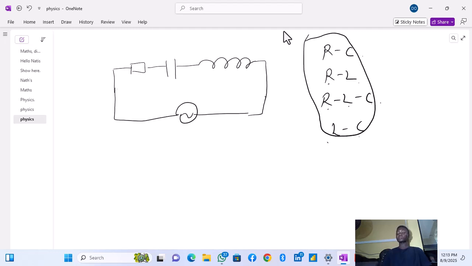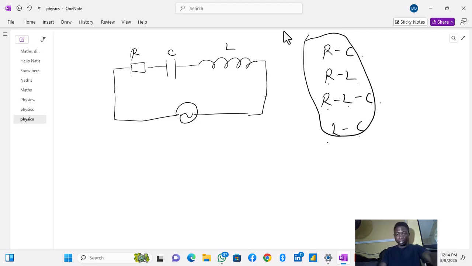All right. These are the four ways of arranging them, because the arrangement actually doesn't matter. If R comes before C or C before R, it's still the same thing. So this is RC, RL, RLC, and LC. These are the four major combinations that you can have. Now, this is a resistor R, this is a capacitor, and this is an inductor.